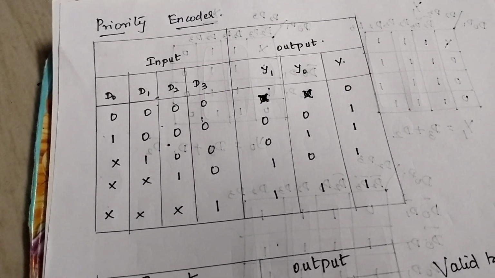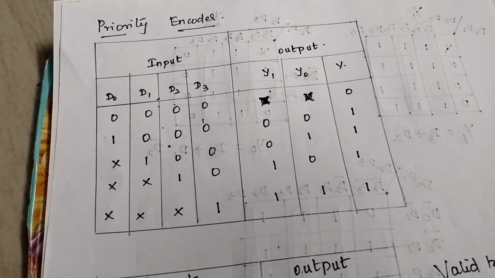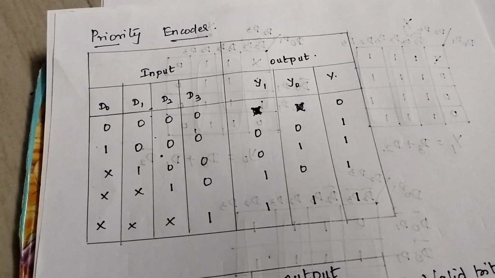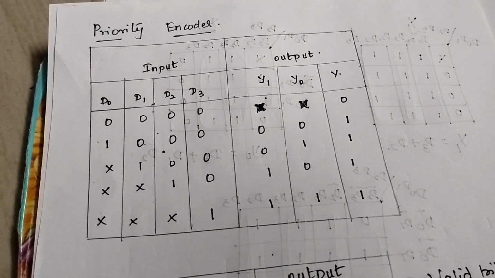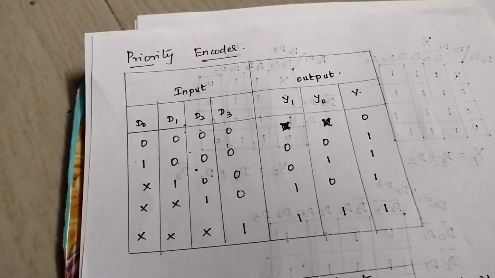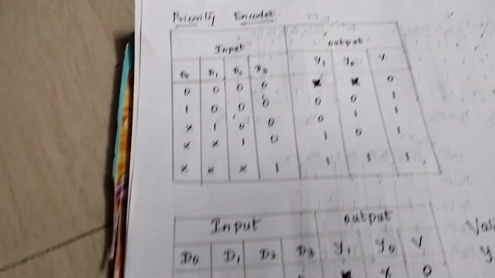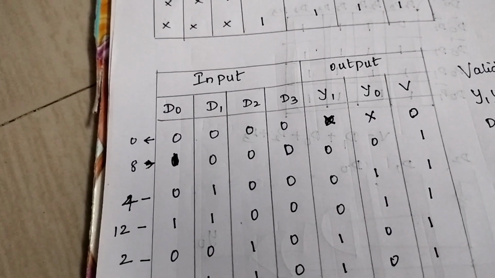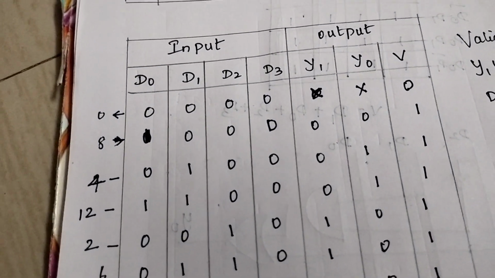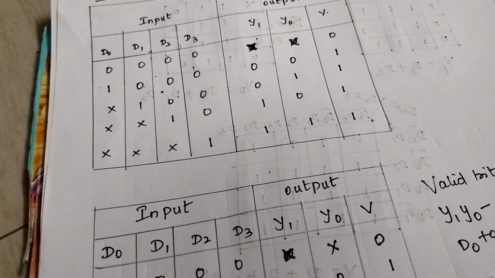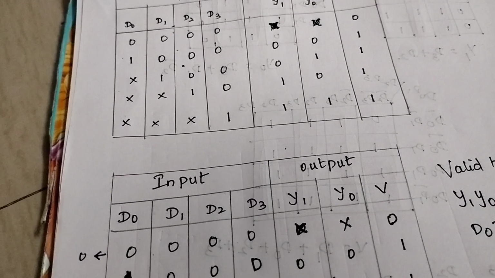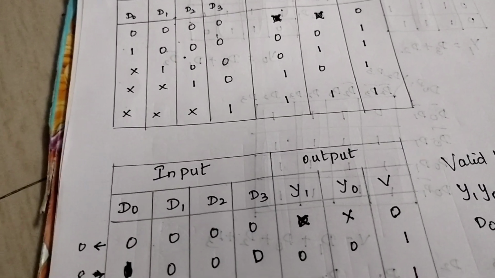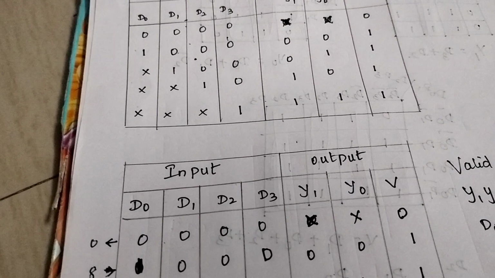And if you see, when D1 is equal to 1, the previous bit is considered as a don't care. If D2 is 1, the remaining 2 bits are considered as don't care. If D3 is 1, the previous 3 bits are considered as don't care conditions. I'm taking this table and I'm going to expand it. Initially it is 0, 0, 0, 0, output is don't care and valid bit is 0. Next, D0 is 1, output is 0, 0, valid is 1. Next, D1 is 1 and D0 is a don't care condition.